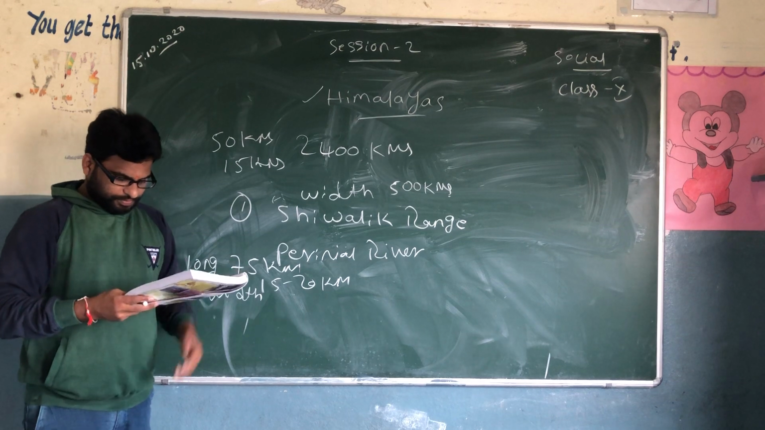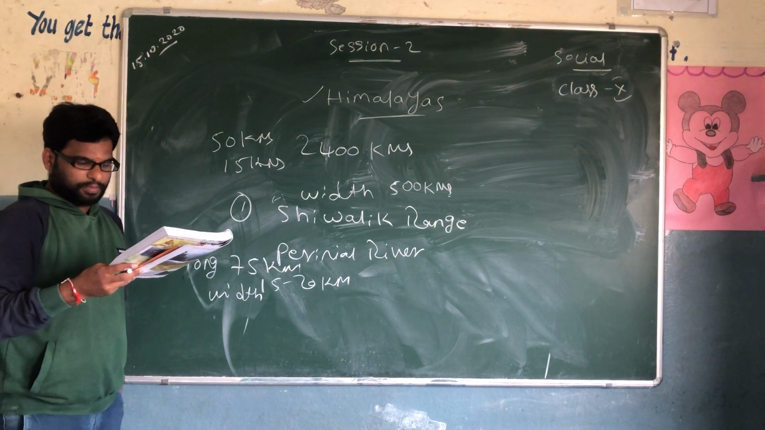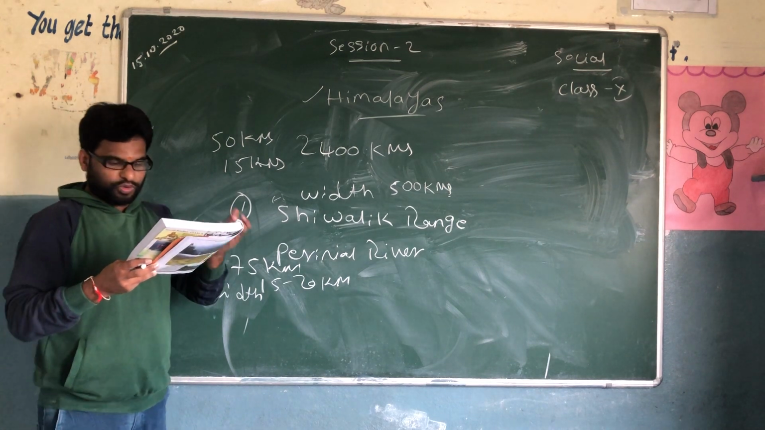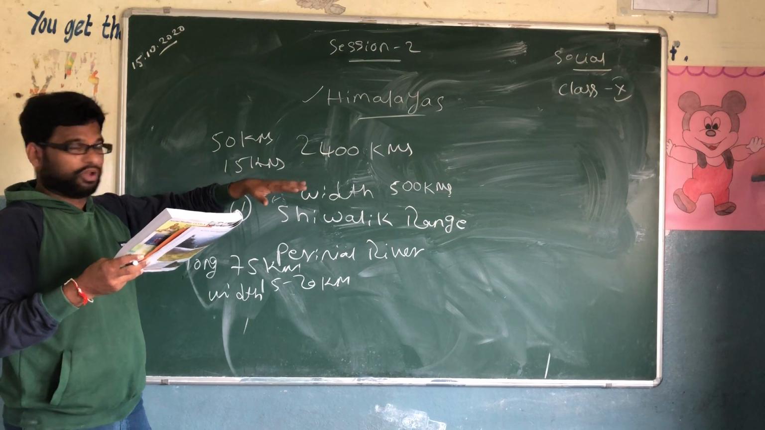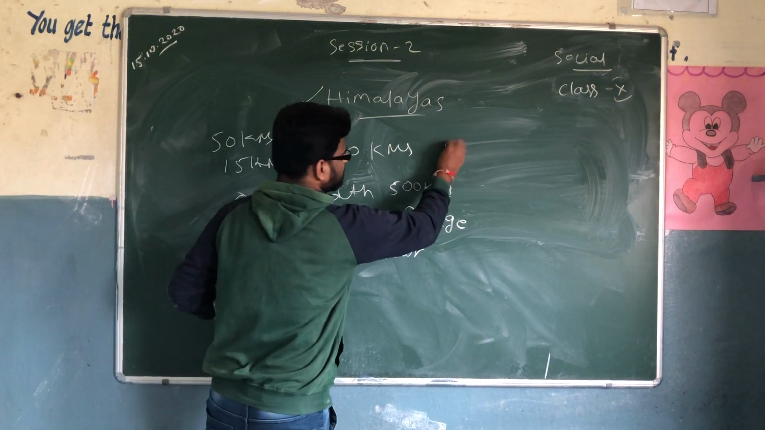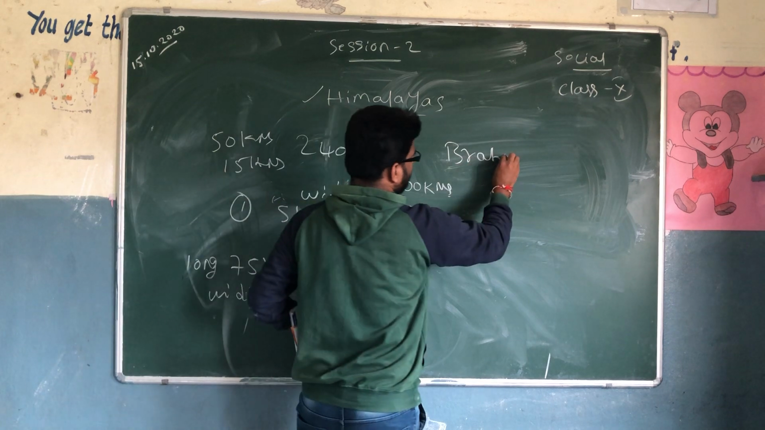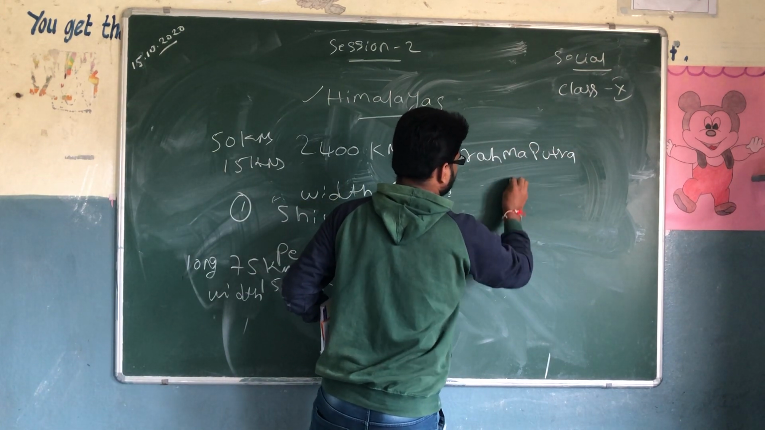Now, the easternmost boundary of the Himalayas is in the Brahmaputra Valley. Maybe you have heard about it in earlier classes.